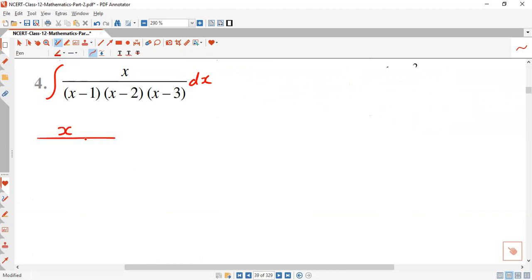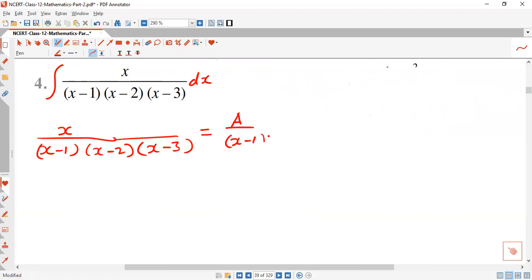The partial fraction will come out x upon x minus 1, x minus 2, x minus 3. I think we have done this question. Anyway, we will do it again. You will see it can be written as a upon x minus 1 plus b upon x minus 2 plus c upon x minus 3. We will do the partial fraction and find out the values of a, b, c, and then we do the integrations and we will get the answer.